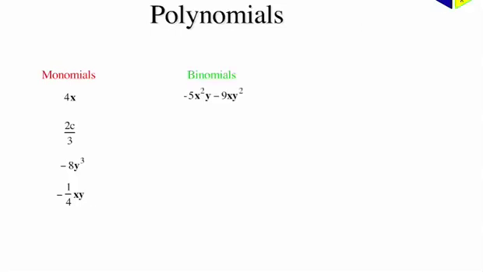Binomials. Negative 5x squared y, take away 9xy to the power of 2. That's a binomial. Negative m plus 8, binomial. 5x minus 3, binomial. 3y to the 3 plus 2y, binomial.